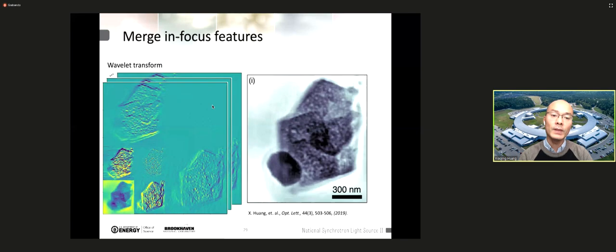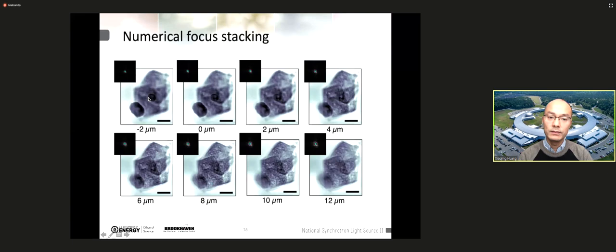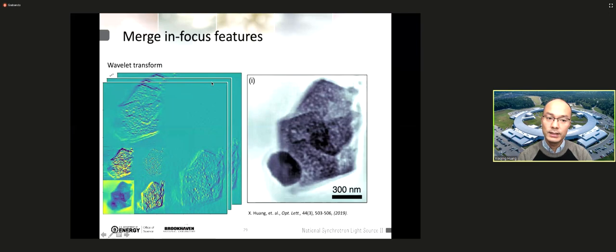So we can apply this wavelet transform to all the frames in this numerical stacking process. We get a stack of wavelet transform frames, and then on each pixel we go through this stack and pick up the maximum pixel value. We do this selection process for all the pixels, and then we can form a single frame where each pixel has the maximum pixel value. Then we apply an inverse wavelet transform to the obtained slice. Then we can convert back to real space to form an image with all features sharply presented.